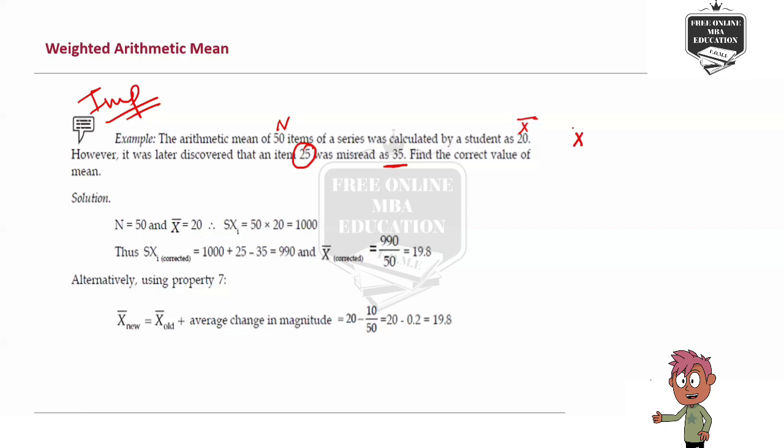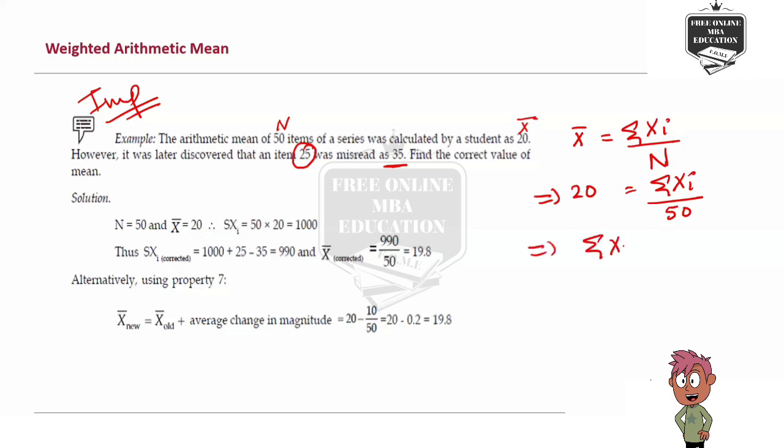We know that x bar is summation xi over n, right? Now we don't know summation xi. In this case, x bar is 20, n is 50. Now, here it is divided, so if I take it on the other side, it will become a multiplication. So here I'll get summation xi is equal to 1000.